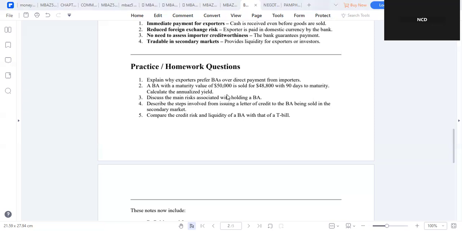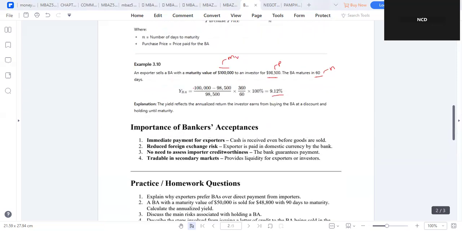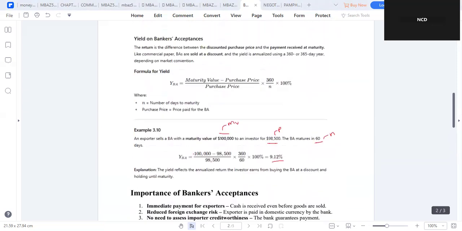The second question is, we have a BA with a maturity value of 50,000 that is sold for 48,000 with 90 days to maturity. What is the annualized yield? What's the formula for the yield of the BA? We got the formula. The yield is maturity value minus purchase price, over purchase price, times 360 over n, times 100.